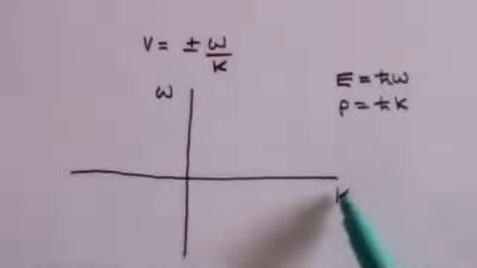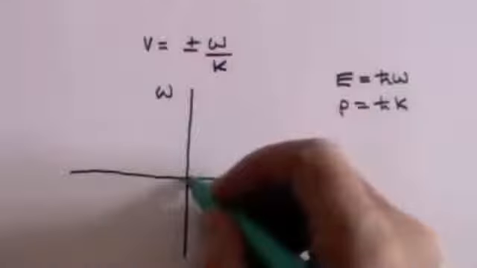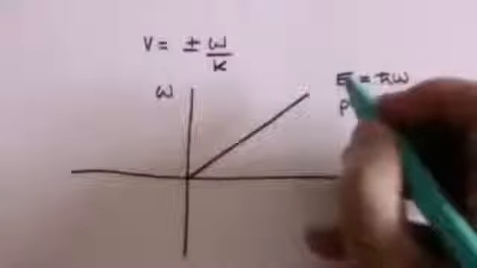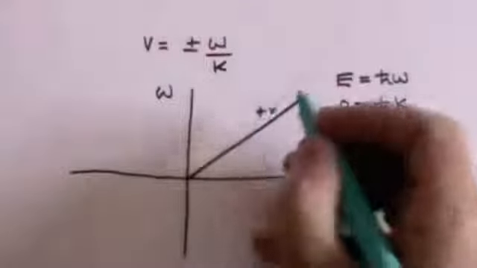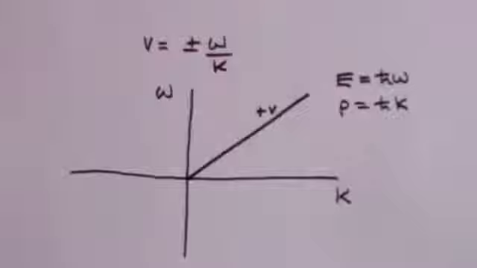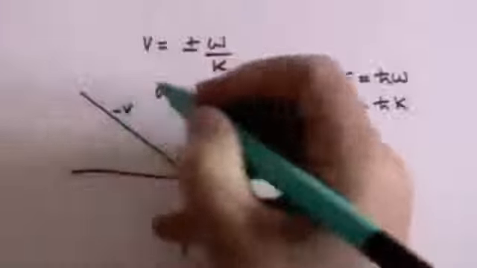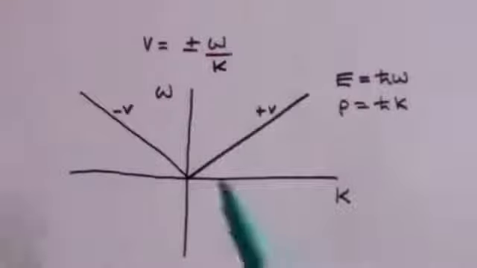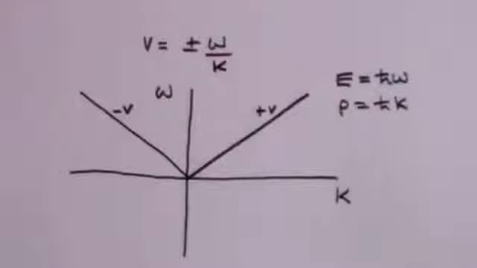But omega divided by k gives you the velocity. So I can plot the velocity term like this. This is the graph of ω over k, and that graph will give me a gradient, which is a positive gradient, so that's the plus v term. Equally, I can plot the negative v term, which is ω over k, and these are negative values of k, so I've now got a minus v term.